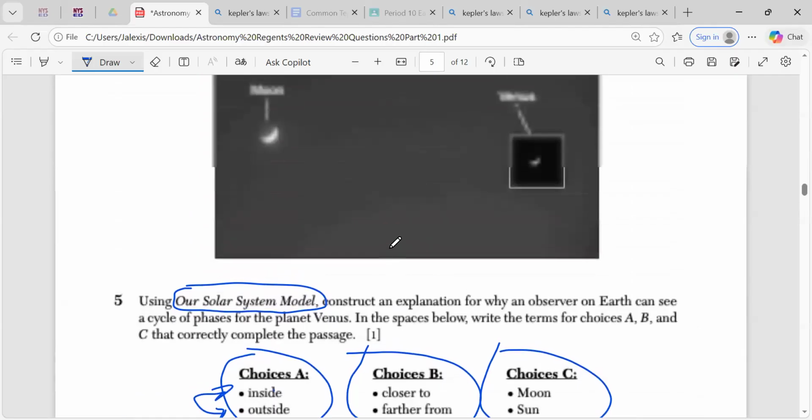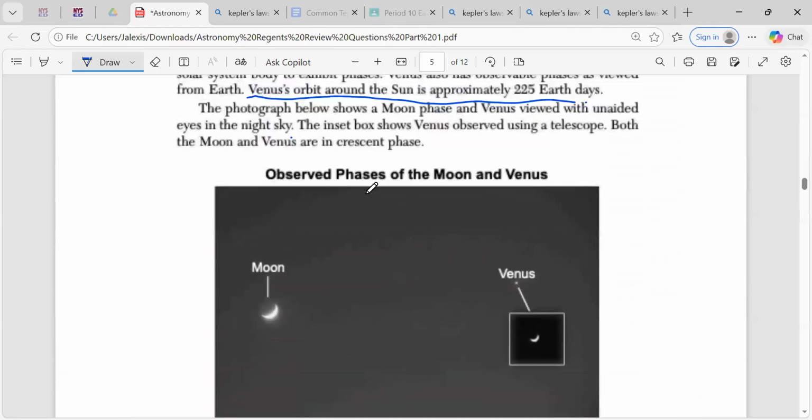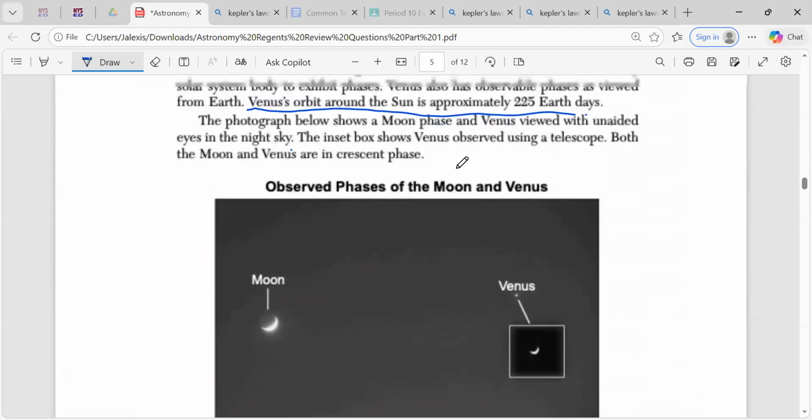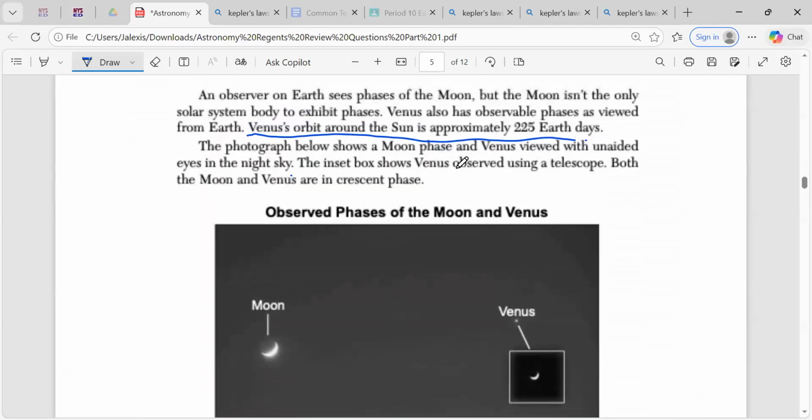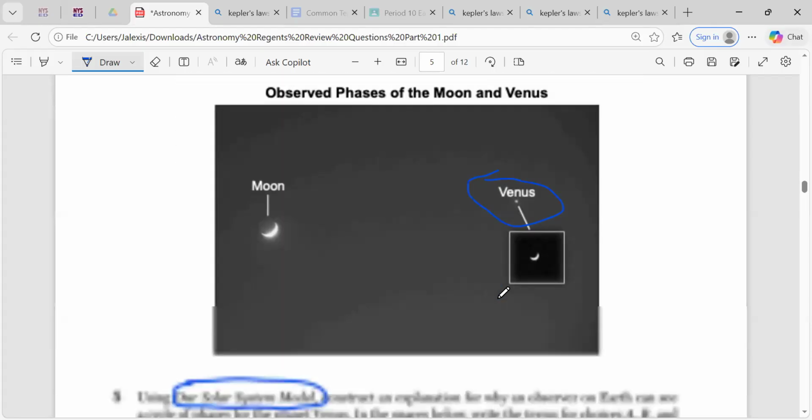One interesting note is that when we look at the observable phases of the moon and Venus, it tells us that this is a photograph that shows moon phase and Venus viewed with unaided eyes in the night sky. If we want to see any object at all, we have a better chance of seeing the object when it is closer to us and not farther.